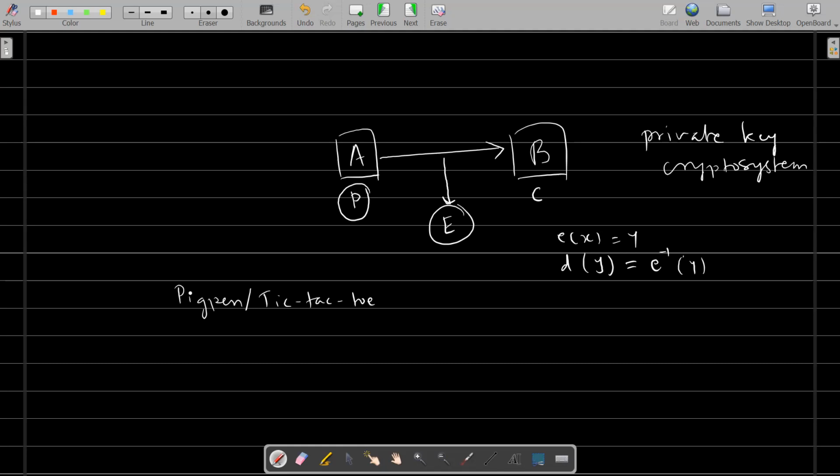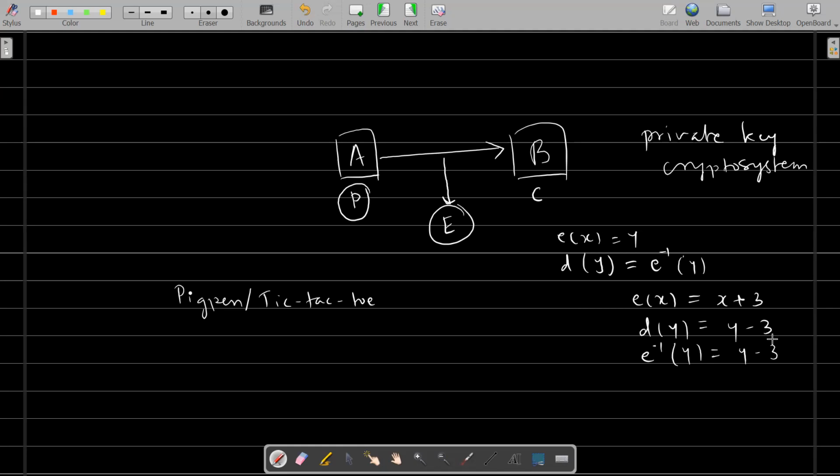For example, in the case of Caesar cipher, E of X was X plus 3. So you shift forward by 3. To get back the original message, you shift backward by 3, and that is called the inverse function. I'll call it D of Y, the decryption key, equal to Y minus 3, also called E inverse function. Like, for example, square and square root are inverse functions of each other, and similarly E and D are inverses of each other.